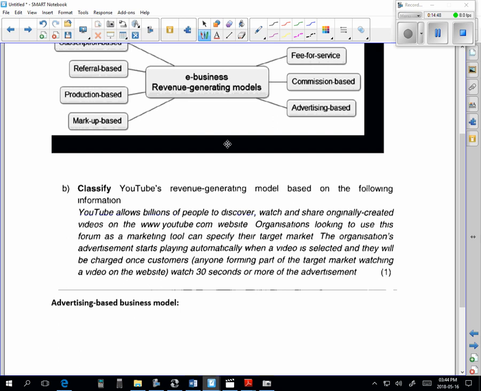Then classify YouTube's revenue generating model based on the following information. YouTube allows billions of people to discover, watch, and share originally created videos on the YouTube website. Organizations looking to use this forum as a marketing tool can specify their target market. The organization's advertisement starts playing automatically when a video is selected, and they will be charged once customers, anyone forming part of the target market, watching a video on the website, watch 30 seconds or more of the advertisement. And they want to know what that's called, and that's called advertising based.